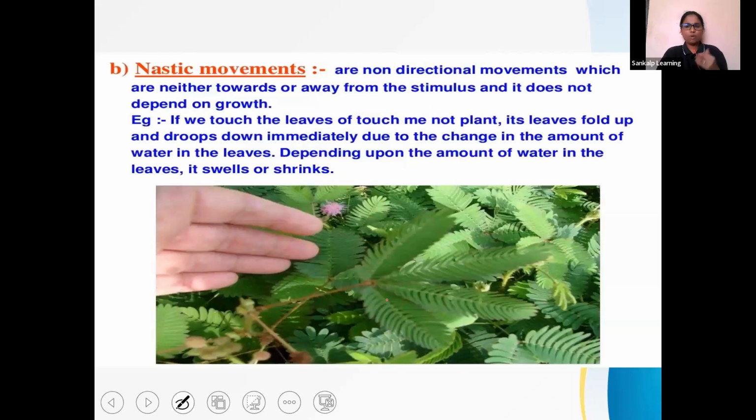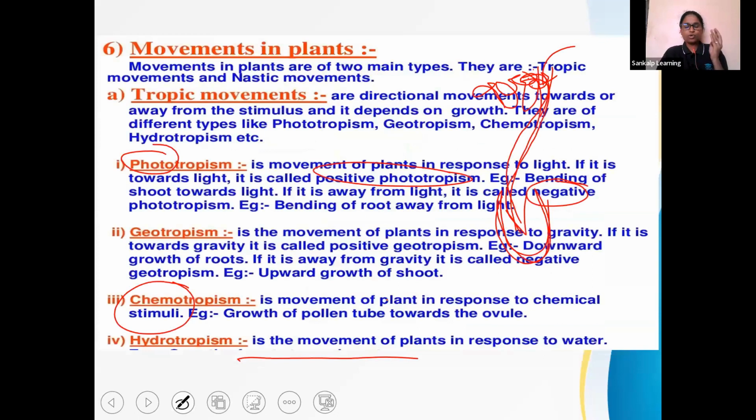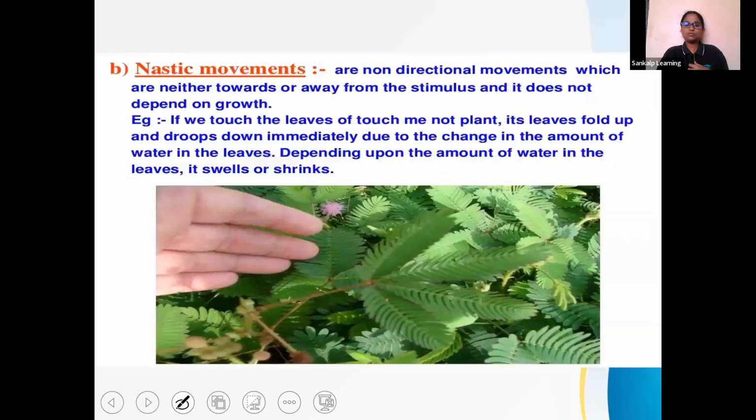Next we have tropic movements. In tropic movements we learnt phototropism, geotropism, chemotropism, hydrotropism. Next we have nastic movements. Nastic movements are non-directional. These movements do not have any particular direction, which are neither towards the stimulus nor away from the stimulus. It does not depend on growth.